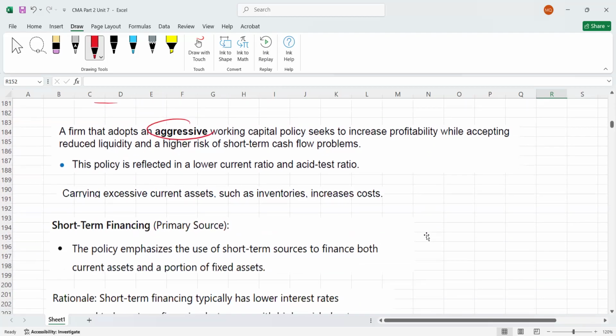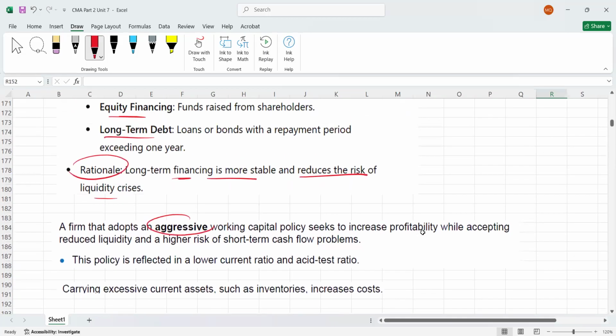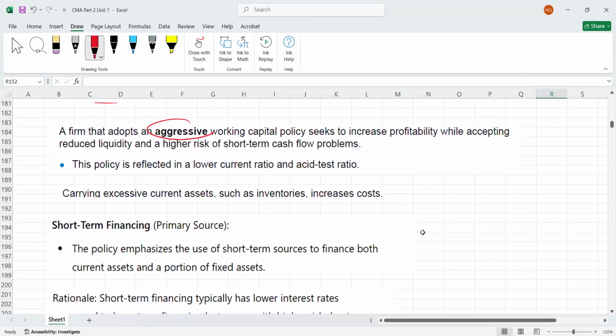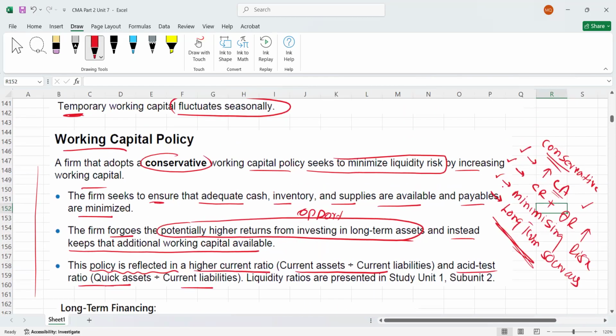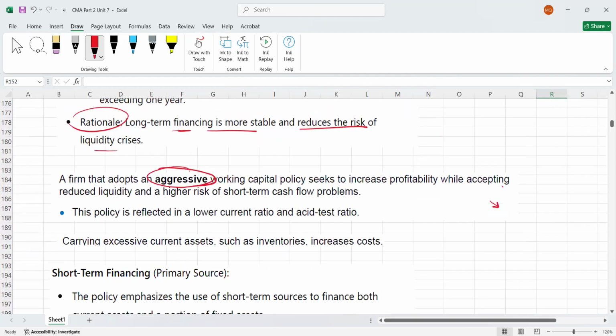Now I'm going to explain the aggressive policy. First I told you about the conservative working capital policy, and now we are talking about the aggressive working capital policy. It's another policy, totally a mirror image of the conservative. So please remember what we discussed in conservative; now we will discuss it in the opposite way. Under the aggressive approach, let's go back here. Under conservative, current assets were higher. Now investment in current assets will be lower.